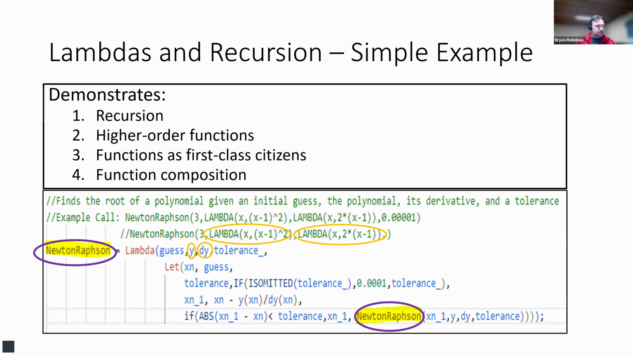But anyway, function composition is where I have the absolute and I have this ISOMITTED function, which is composing different functions together. So that's kind of the properties in general.